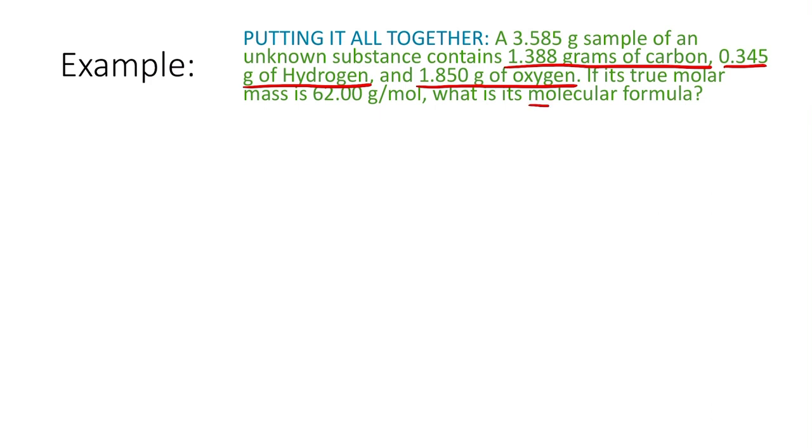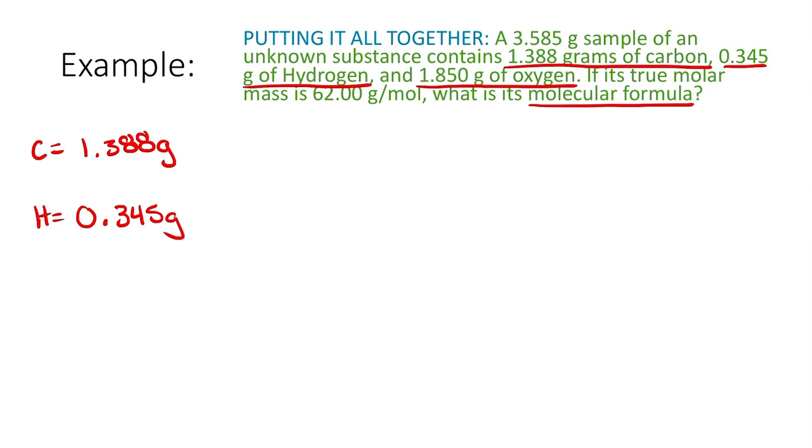All right, so the ultimate goal here is to determine what the molecular formula of this substance is. But in order to do that, I also have to know what the empirical formula is. And that is not given to me here, but it gives me the data to be able to calculate the empirical formula. And so I'm going to go ahead and start by, again, listing out my elements. So I have carbon, which is, I've got 1.388 grams of carbon. And then hydrogen, I have 0.345 grams of hydrogen. And then for oxygen, I've got 1.850 grams of oxygen. And since these are all given to me in masses already, all I have to do is convert them to moles using the molar mass.